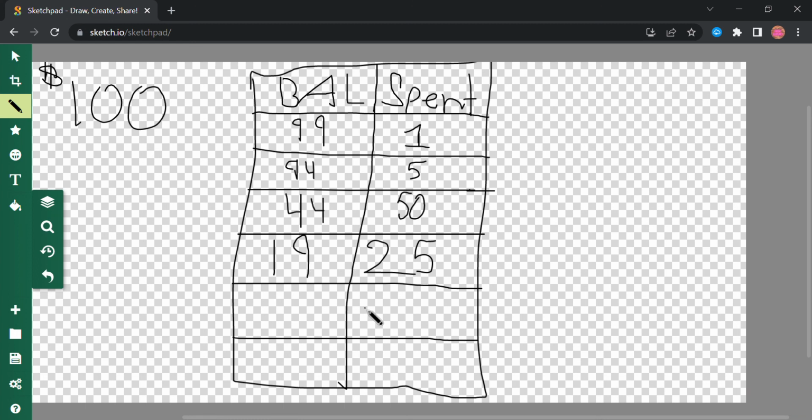Then I'll just spend, I don't know, I spend 19 again. And then I have 0 left. Now if you add all this, 56, 81, and 100, your spent will equal 100, which is how much you spent, since now you're at 0 for your balance. And it equals 100 in the spent.